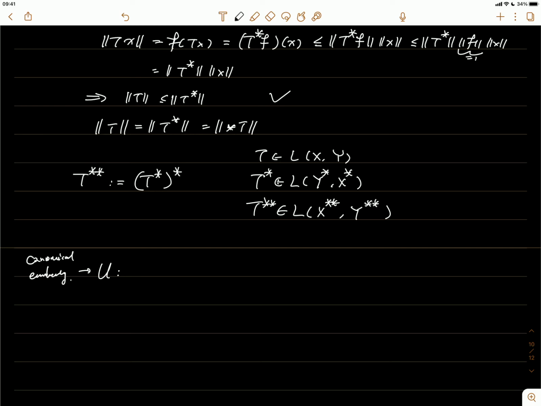So what this embedding is simply doing is mapping X to X double star using the evaluation. So this maps any x to just the J_x, and that is how we define the U_x. And similarly, I define V as this canonical embedding from Y to J_Y, which is denoted by the V_Y.